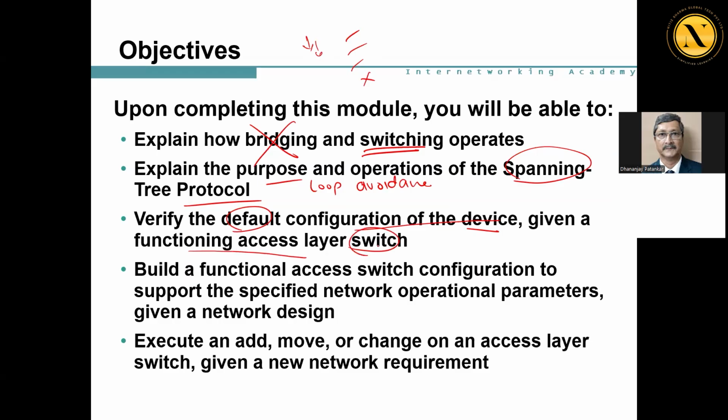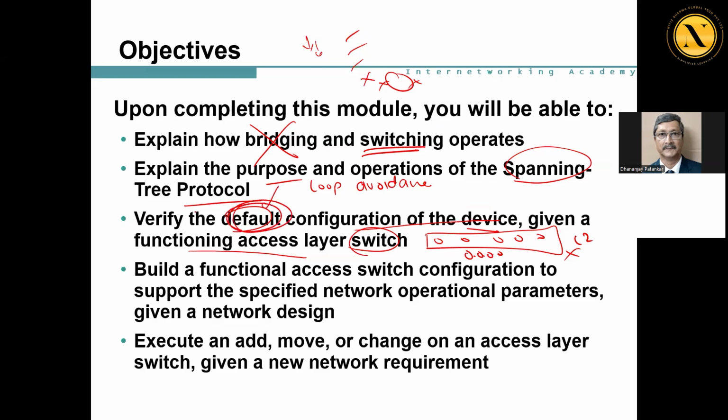Given a functioning access layer switch, all the ports on a switch are enabled by default, right? Unlike a router where all the ports are disabled by default. Because this is a LAN device, right? I'm talking about a layer 2 switch. And the IP address is 0.0.0.0. There are no passwords. All the ports belong to VLAN 1. This is all the default settings.